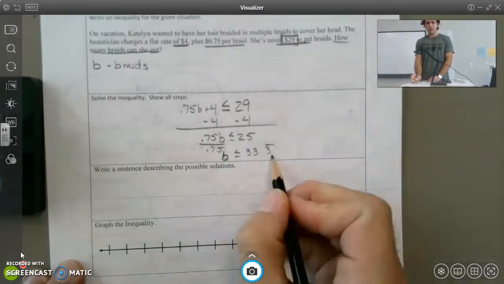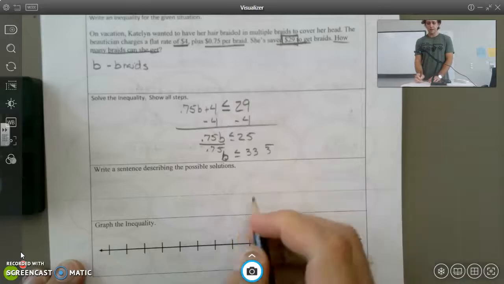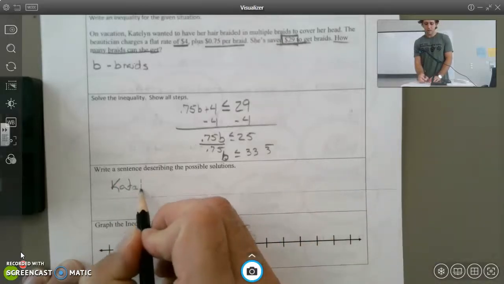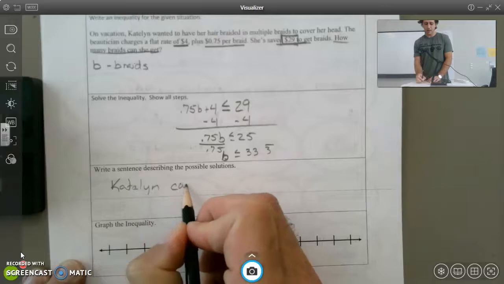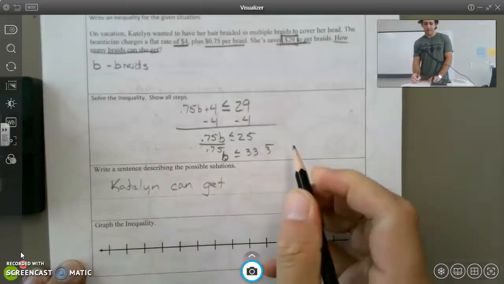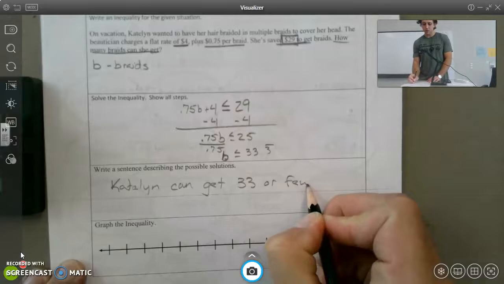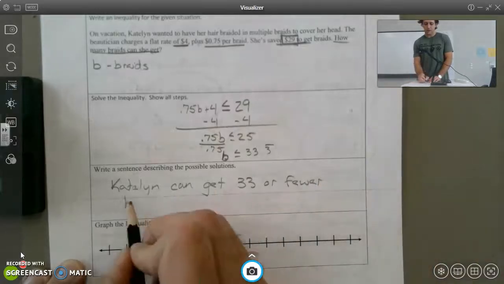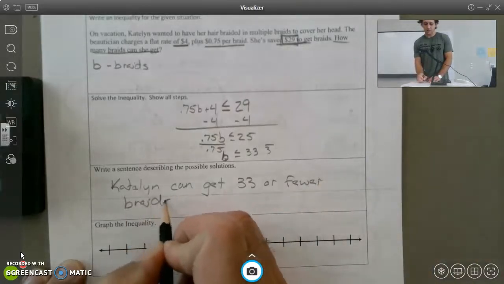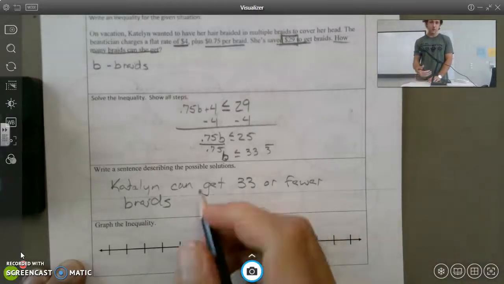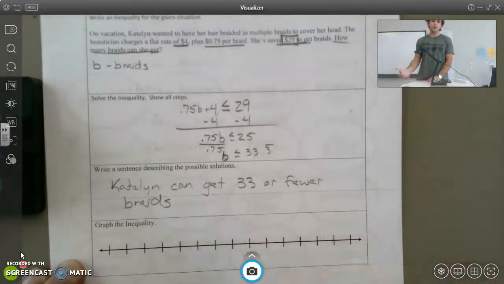Can she get 1/3 of a braid? No. So she can get, Caitlin can get 33 or fewer braids. All right. Now, again, she can't get less than 0, so it's really just going to be between 0 and 33 braids.